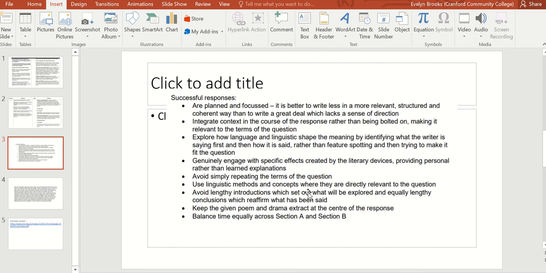Use linguistic methods and concepts where they are directly relevant to the question. So making sure that you're using those techniques. Remember that you're using your technical vocabulary. Avoid lengthy introductions which set out what will be explored, and lengthy conclusions which reaffirm what is said.